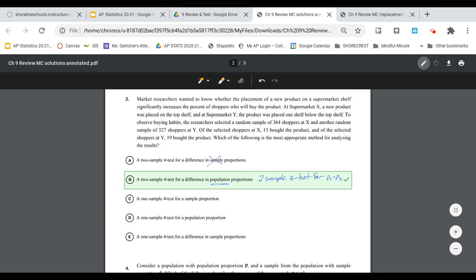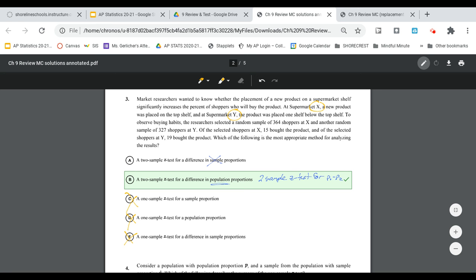For number 3, it's picking out which procedure it is. Now, on this test, it's going to be all proportions, because that's all we've done. And it's going to be all significance tests. No confidence intervals. That's the last chapter. So on this test, it's a significance test for proportions. The question is, is it 1 sample or 2 sample? In this case, it's 2 sample because they have a sample out of supermarket X and they have a sample out of supermarket Y. You're comparing them to each other. So we've narrowed it down to A and B.